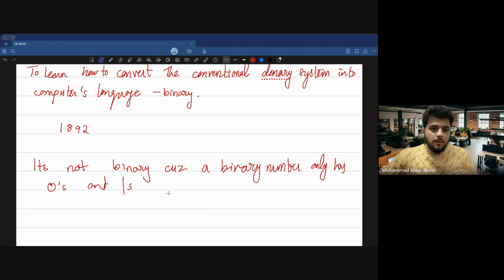Okay, so basically binary numbers only have zeros and ones. You don't have anything else. When you see 1892, it does not have zeros and ones. It has something other than that. You see, denary numbers can basically have any digit from 0 to 9. So you see 1 is a number between 0 to 9.